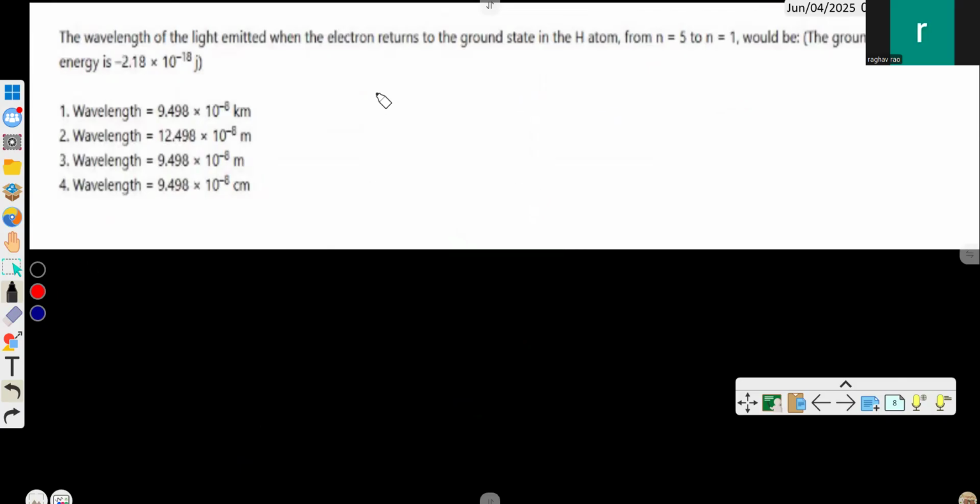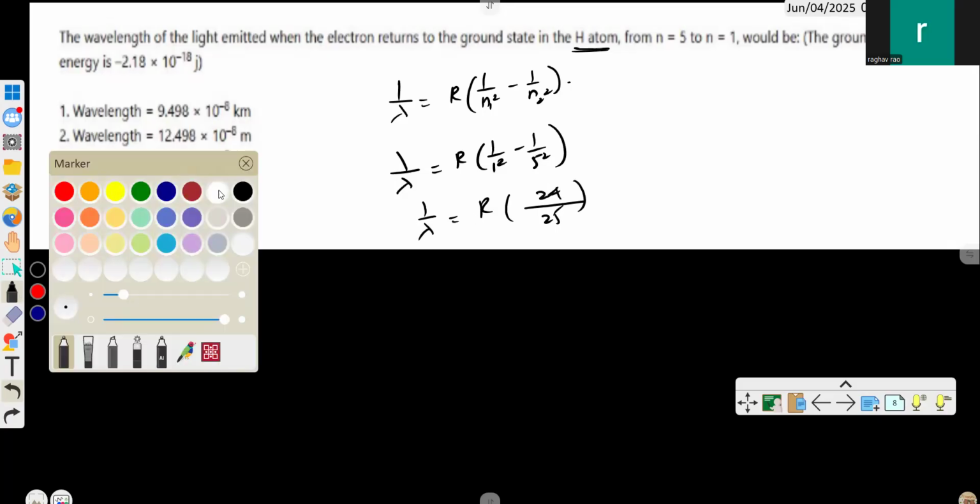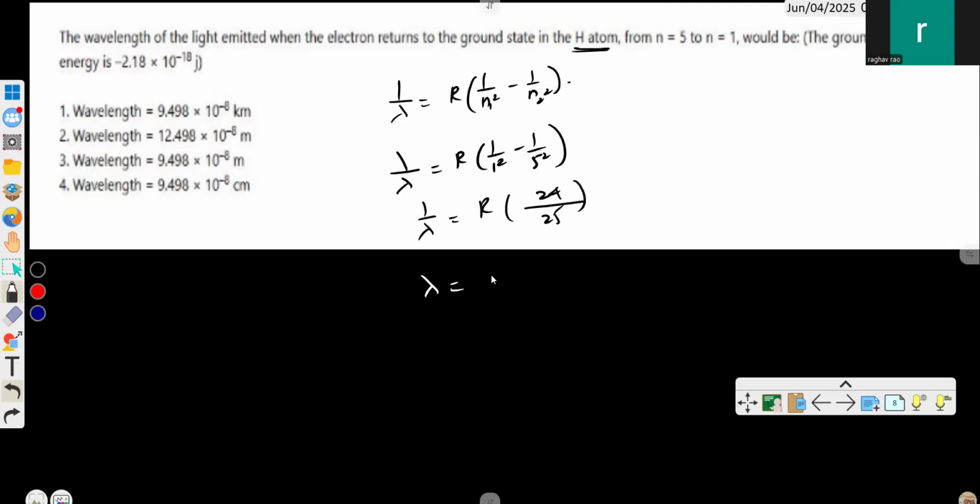As we know, we have to use Rydberg's equation here. Rydberg's equation states that 1 by lambda is equal to R into 1 by n1 square minus 1 by n2 square, into Z square. Z square doesn't matter because it is a hydrogen atom. So 1 by lambda is equal to R into 1 by 1 square minus 1 by 5 square. If I take the LCM, that would be 25, and 25 minus 1 is 24. This is 1 by lambda, and then lambda is equal to 25 by 24 into R.